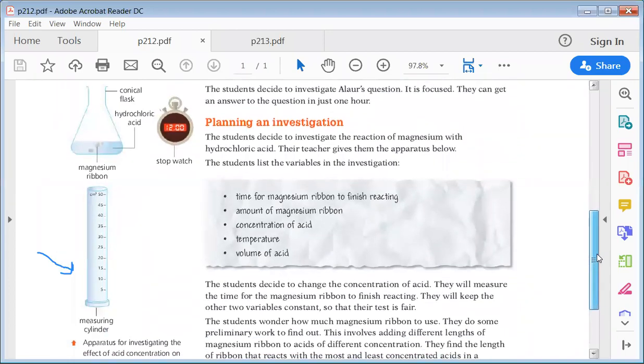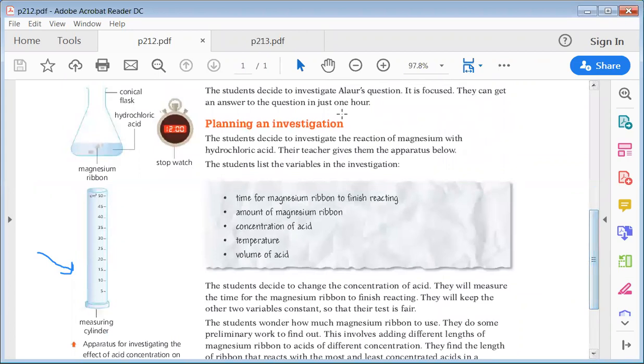Because they need the measurements. They need to measure precisely, so it can measure small differences. The measuring cylinder can measure small differences, so they need to use it. And they used the conical flask for their reaction of hydrochloric acid and magnesium ribbon. So the students decide to investigate the reaction of magnesium with hydrochloric acid, which, as we mentioned in the previous lesson, gives us magnesium chloride plus hydrogen.